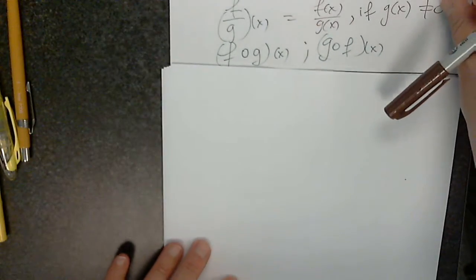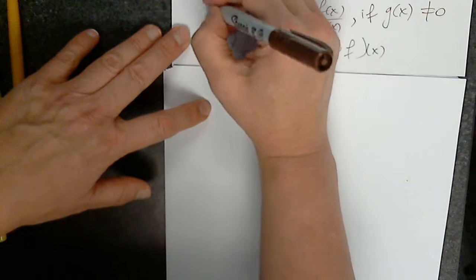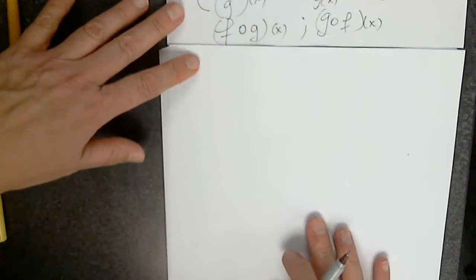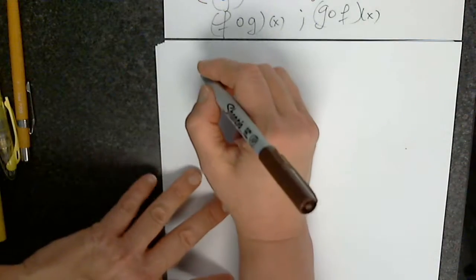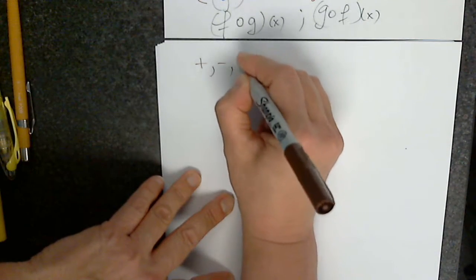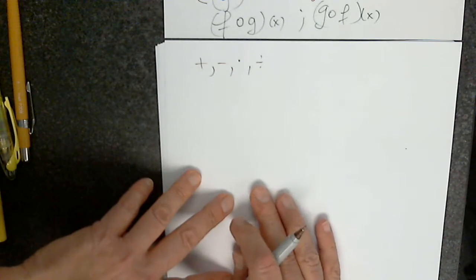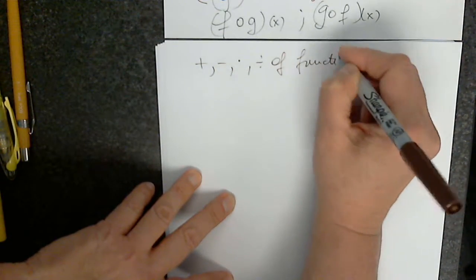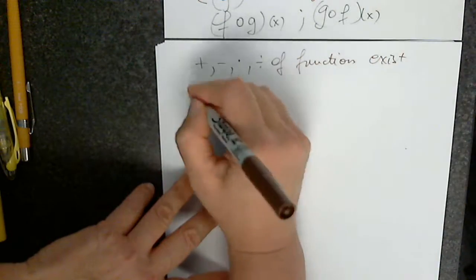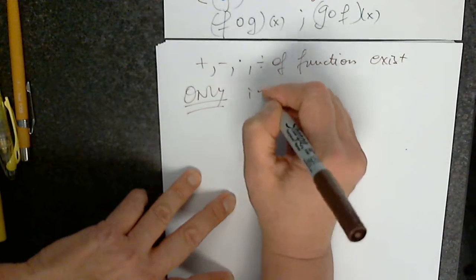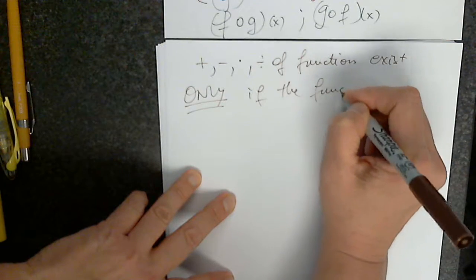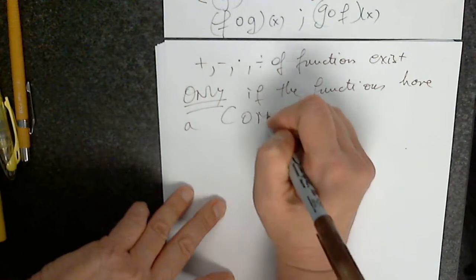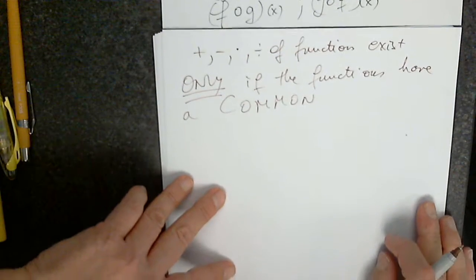Now, there is a problem with the first four. And here's the problem. Sum, difference, product, ratio of functions exist only if the functions have a common what?